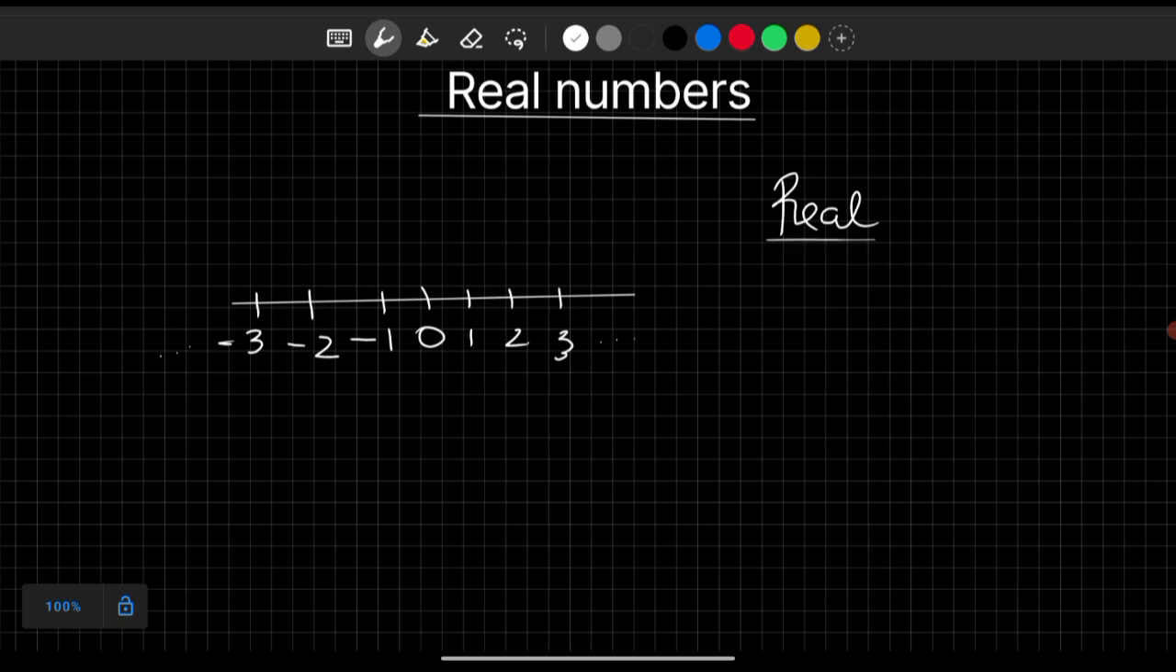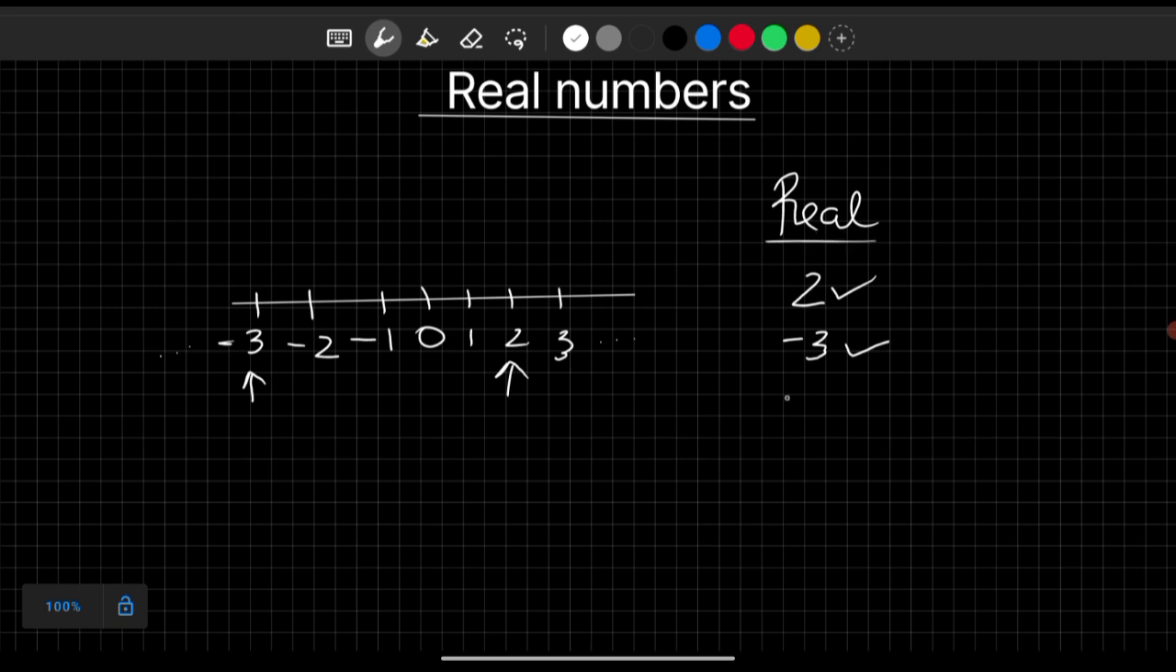Let's take some examples here. Can I represent the number 2 or the integer 2 on the number line? Yes, of course, here it is. So yes, 2 is a real number. Now, can I represent -3 on the number line? Yes, I can see -3 is here. So -3 is also a real number.